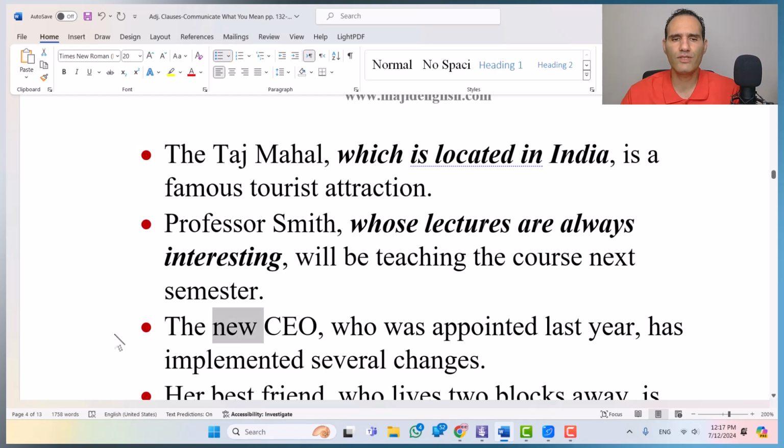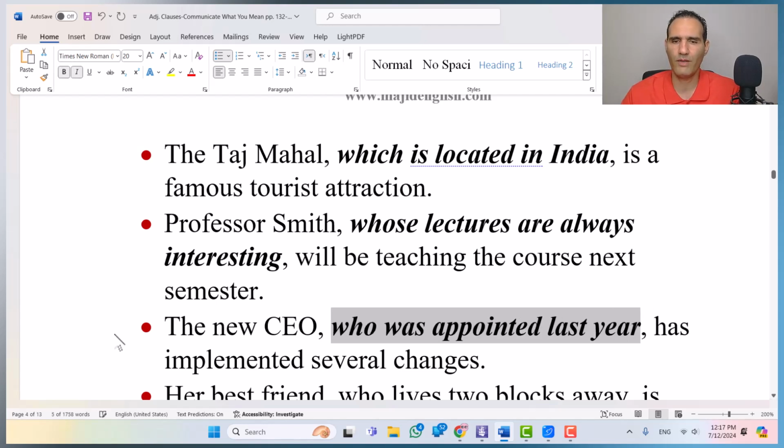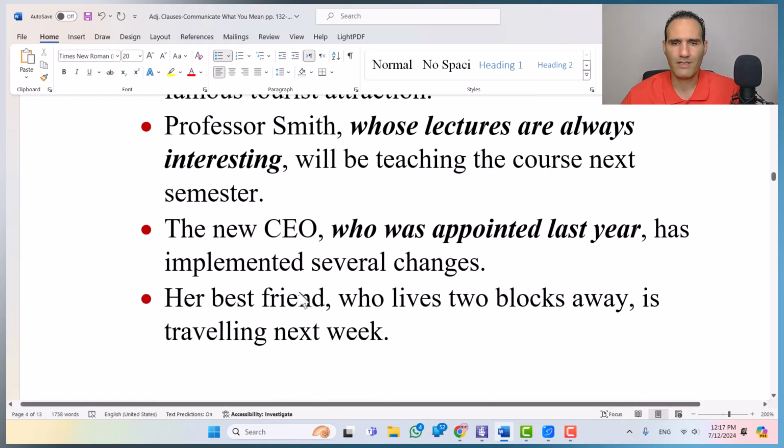The new CEO. How many new CEOs could a company have? One. So no need to select one from a list. The new CEO, who was appointed last year, has implemented several changes. It is just one person.